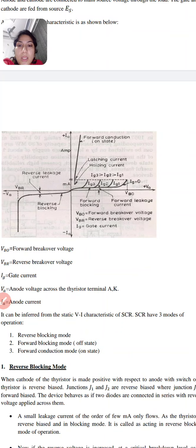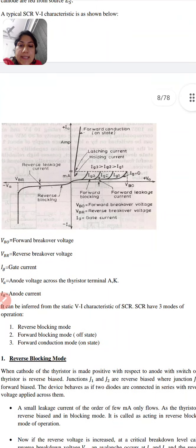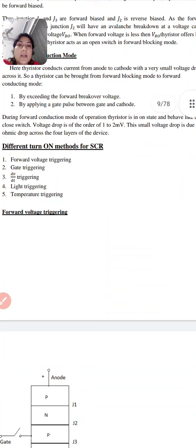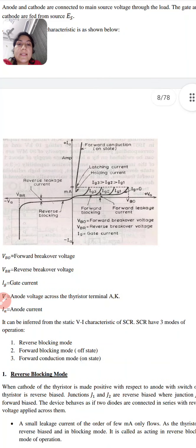When we connect the SCR in the negative direction, in reverse biasing, it will not operate. Only a small reverse blocking current will flow, which is called reverse leakage current. But if we increase the voltage in the negative direction, then at VBR, the breakover voltage, it will conduct. So this is the way to obtain the VI characteristics of SCR, and this is very important.